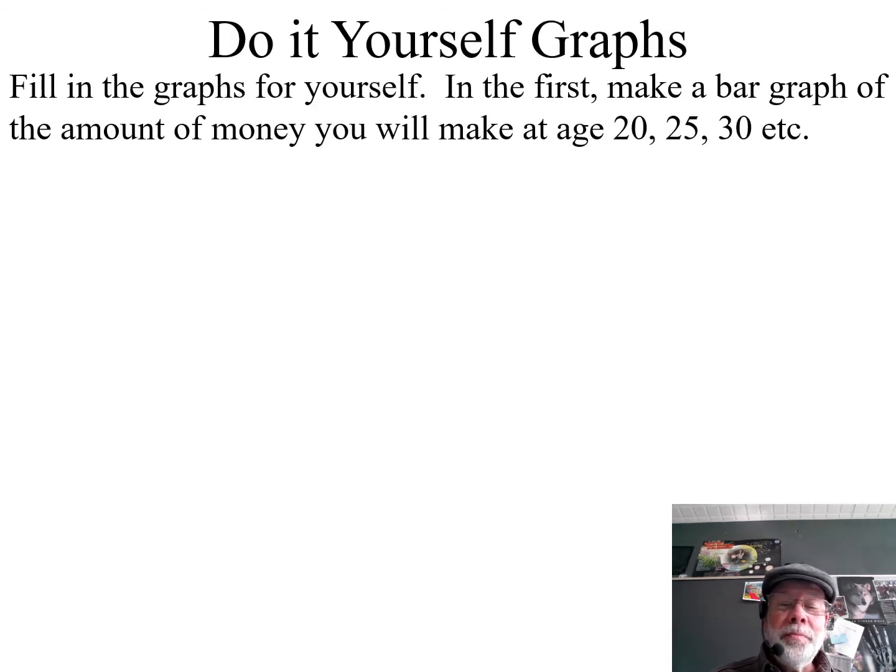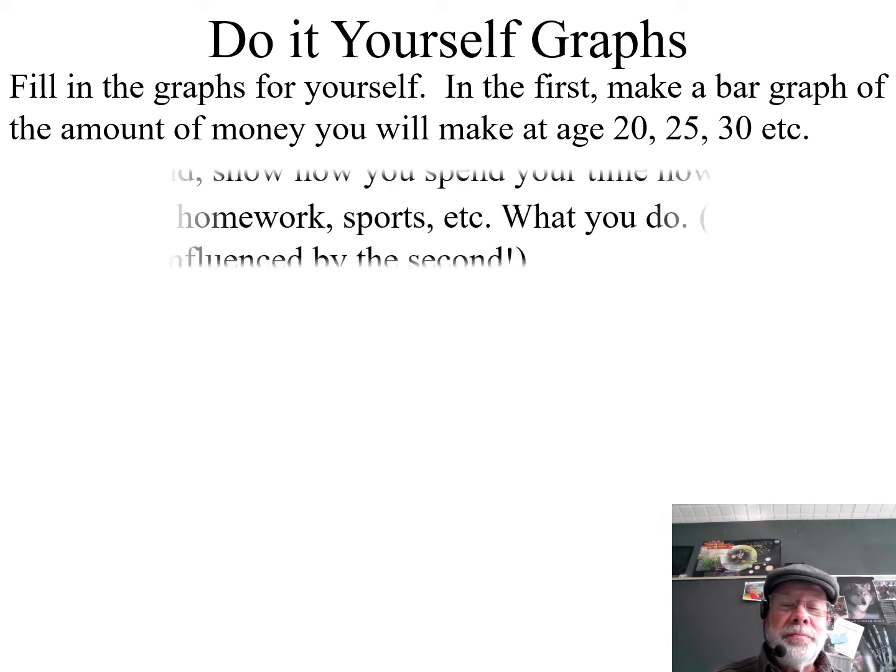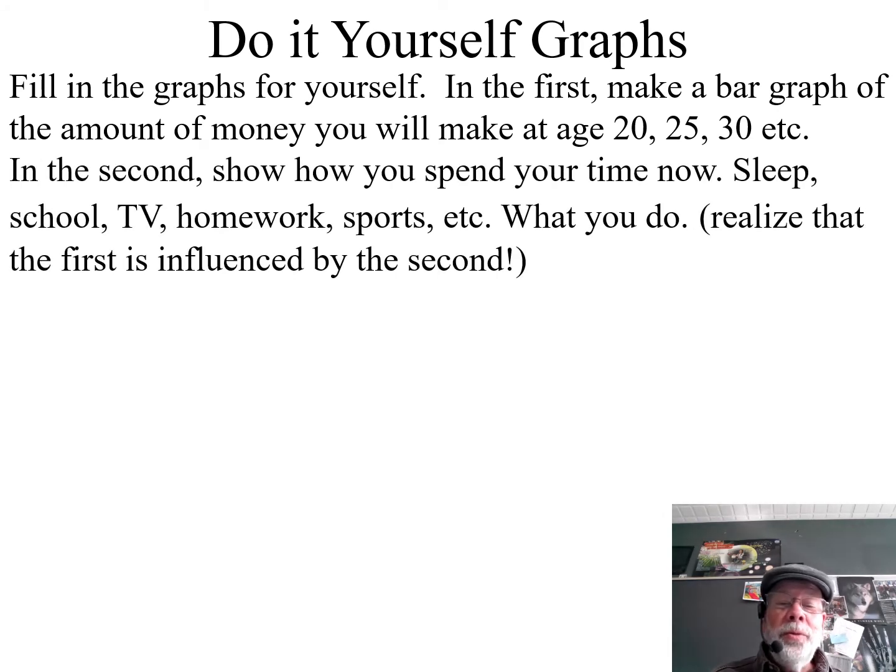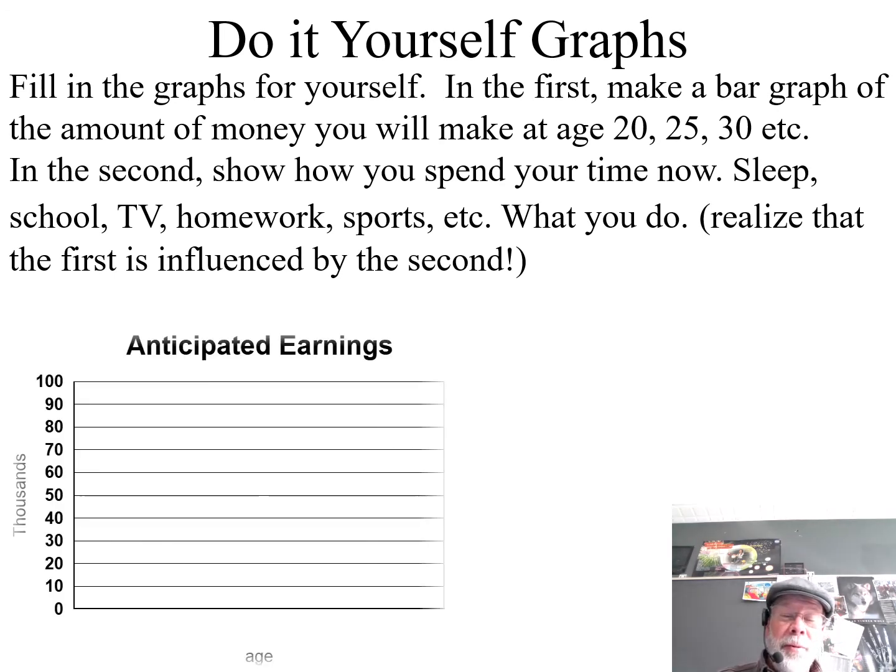So take a look at these graphs. Now make two graphs for yourself. For the first, just take a guess. Make a bar graph of the amount of money you'll make at age 20, 25, 30, etc. In the second, show how you spend your time now. Remember, there are 24 hours in a day: sleep, school, TV, homework, sports, whatever you do. Realize that the first graph, how much money you make, is really going to be influenced very strongly by the second graph, what you're doing right now.